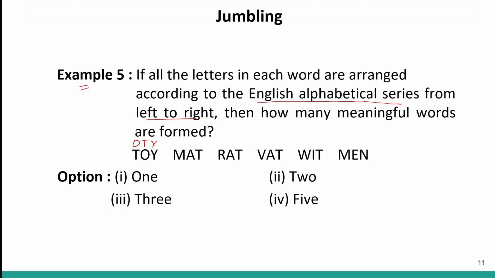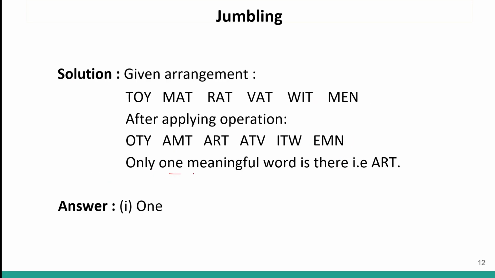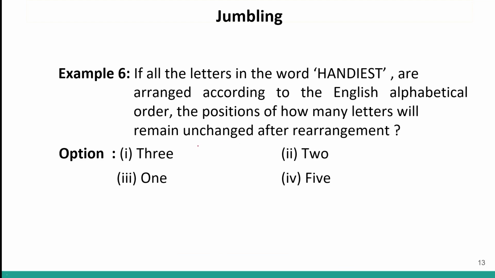Okay. Here, if I arrange, it will be AMT. Here, it will be ART. Here, it will be ATV. Here, it will be ITW. And here, it will be E, M, and N. So out of all these words, OTY, AMT, ART, ATV, ITW, EMN, only ART is a meaningful word. We had to find meaningful words. So only ART is a meaningful word. Hence our option 1, that is 1, will be the correct answer. So only one meaningful word, which is ART, is formed.